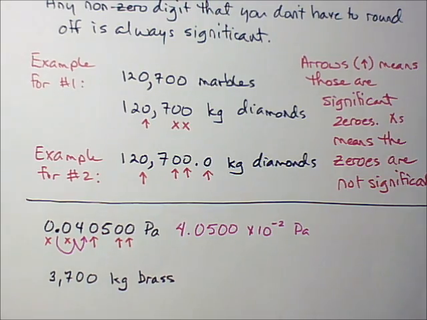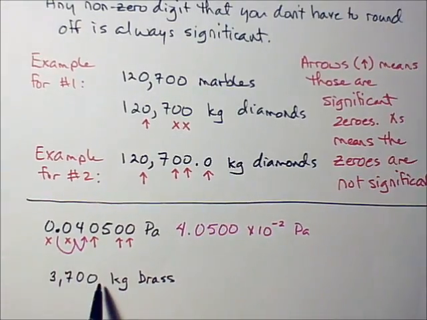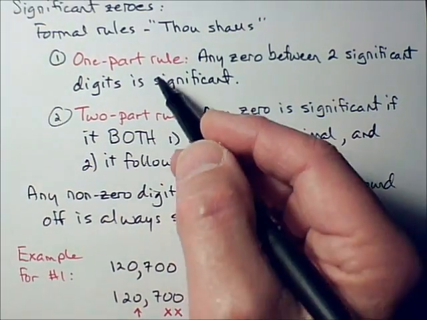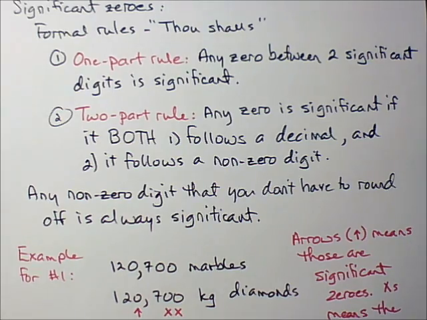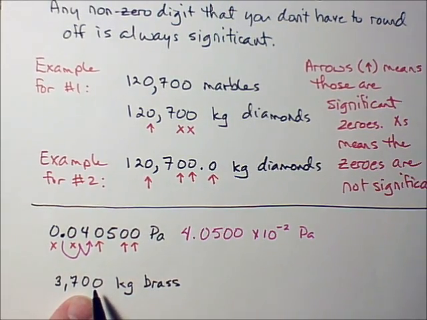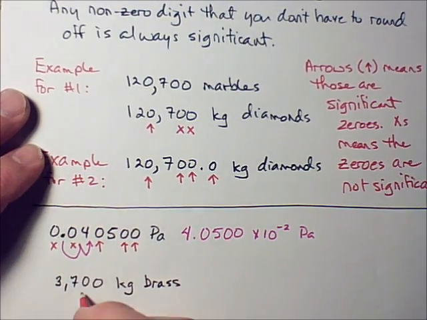Yes. Okay. So the zeros here, if we're going back to our informal rules, there's no decimal in the number, so the trailing zeros are not significant. If we're using the significant zeros formal rules, then neither rule makes these zeros significant. They're not between 2 significant digits, and they don't follow a decimal place and a non-zero. They have to do both. They follow a non-zero digit, but they don't also follow a decimal place. So these 2 zeros are not significant by either rule. All right. So here we have no significant zeros.